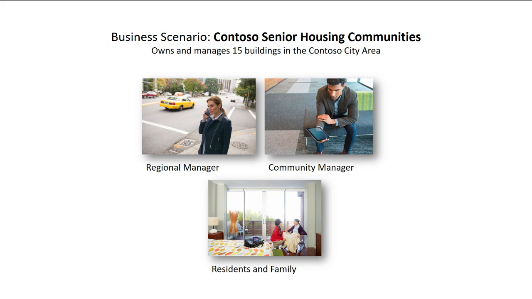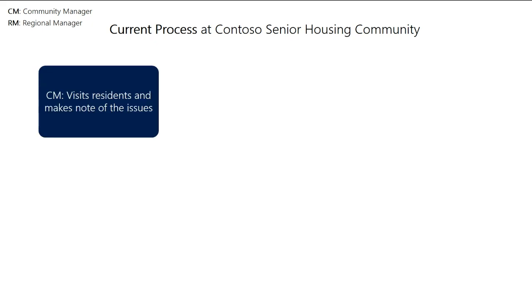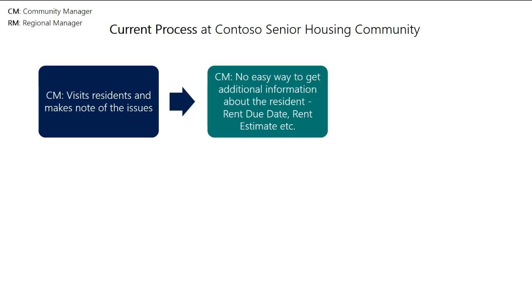So this is the community, and let's see what their existing process looks like. So I'm using CM as short for community manager and RM for regional manager. So the community manager visits these residents and makes a note of these issues. And potentially, this is a manual process where he's taking down notes in a book or something of that sort. And then when the community manager is at the resident, there is no easy way for him to get additional information about the residents. When is their rent due? When is their lease ending? Because that potentially exists in another old system that he doesn't have access to while he's visiting these residents.